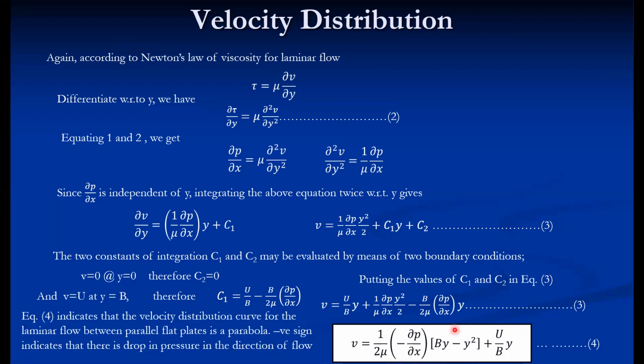And from this flow, we can say the velocity distribution varies parabolically. Sometimes it varies linearly also, if this term is zero, that is, if the pressure gradient is zero, then the velocity varies linearly with y. So both possibilities are there. It may vary parabolically or it may vary linearly depending upon the pressure gradient.